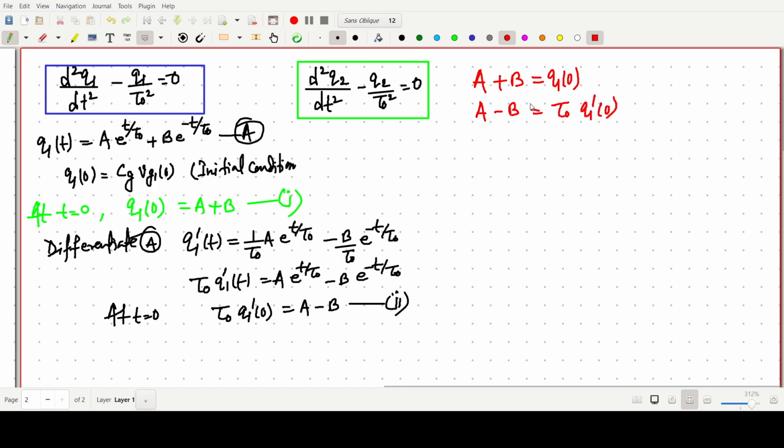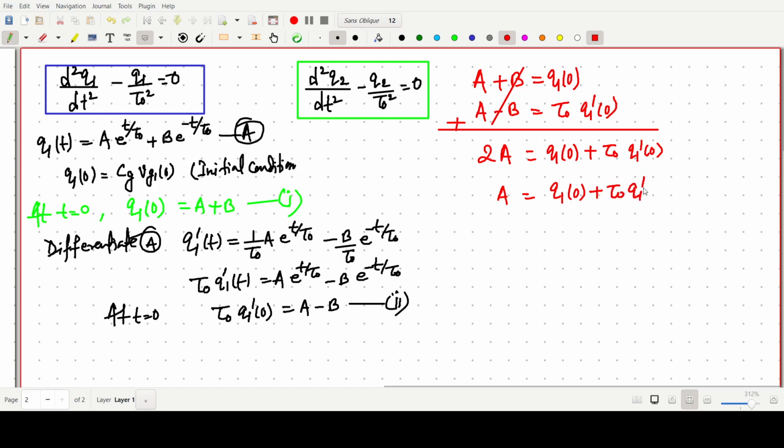Okay, so if we add these two, what can we write? Directly we have to find A, B from these two equations. Very simple. Q1 0 plus tau naught Q1 dash 0. Then the A value will be Q1 0 plus tau naught Q1 dash 0 by 2. Similarly, B we can find. So I am directly writing, in B we have to take it minus.